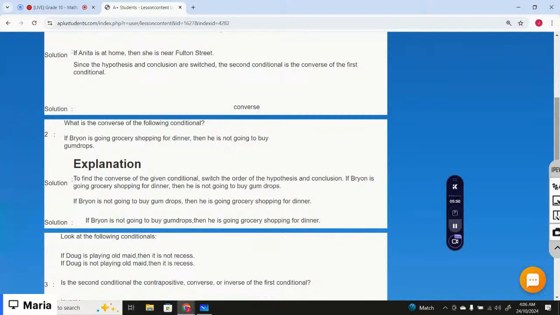What is the converse of the following conditional? If Brian is going grocery shopping for dinner, then he is not going to buy gumdrops. So in converse, you switch the hypothesis and conclusion, right? So it would be like this. If Brian is not going to buy gumdrops, then he is going grocery shopping for dinner, right?